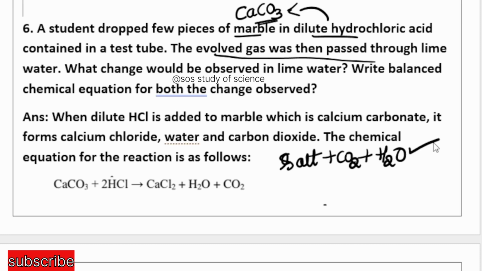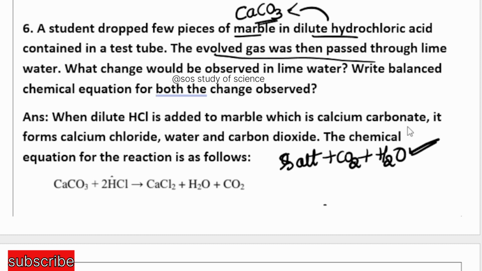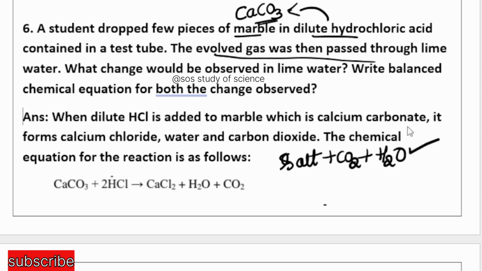You must know the general formula, the basic formula. So, what happens when we add HCl to a metal carbonate or metal hydrogen carbonate? We get salt, carbon dioxide and water. So, which gas is released? You have understood now, carbon dioxide gas is released.